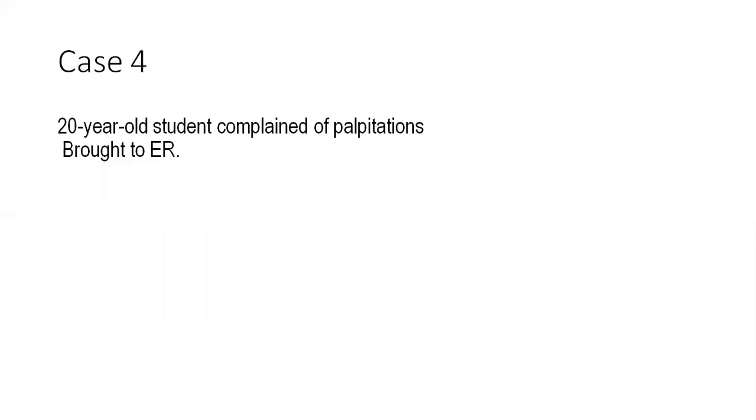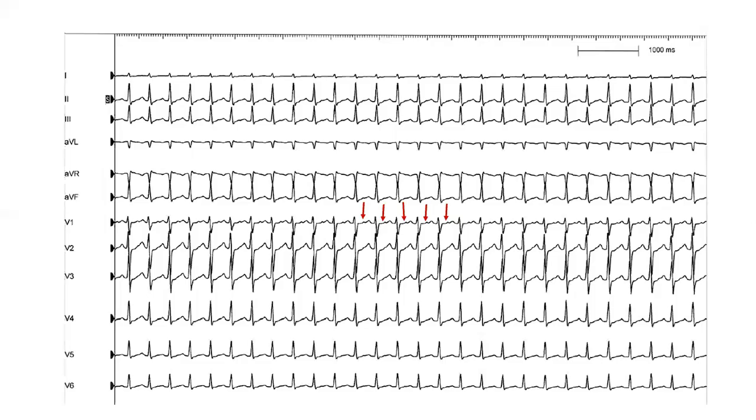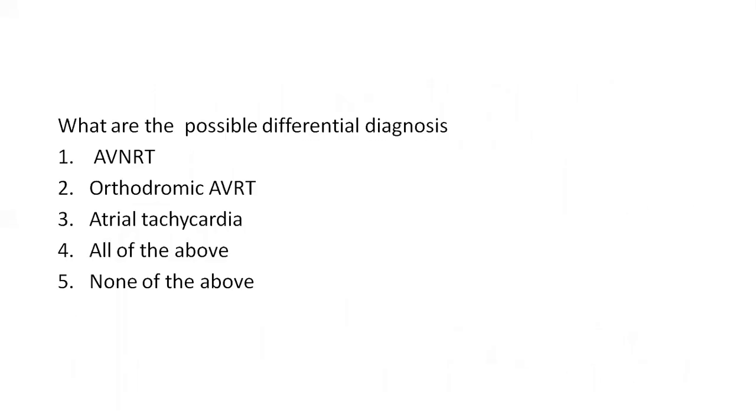Another 20-year-old, palpitations. This is also a narrow complex regular tachycardia. You have one P wave to each QRS. You analyze the RP, which is short, then PR. What are your differential diagnoses? Typical AVNRT, AVRT, or atrial tachycardia. Now, when you are in a tachycardia, so these are all three possible differential diagnoses of a short RP tachycardia, right? Now, what are you going to do next?